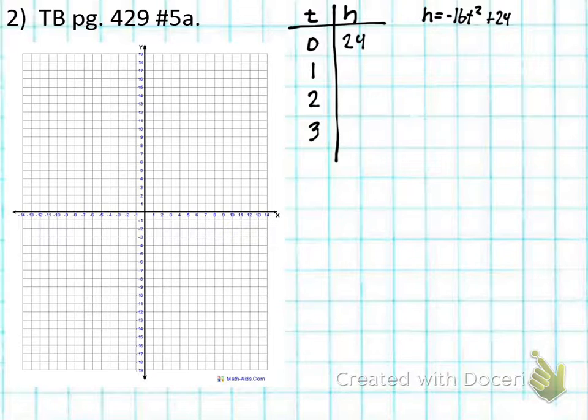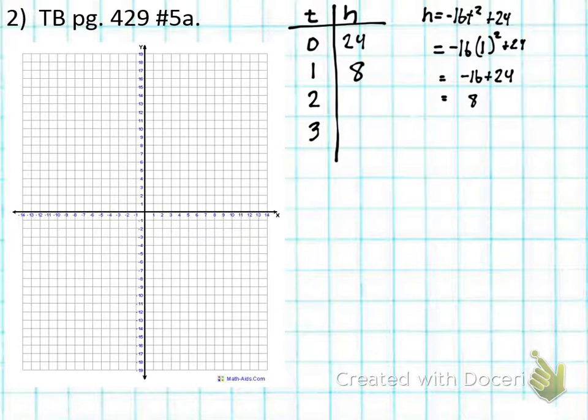Right? Let's do the next one. Let's put 1 in. Negative 16 times 1 squared plus 24. Okay, 1 squared is 1. 1 times negative 16 is negative 16 plus 24. What's negative 16 plus 24? 8. Good. So that's after 1 second. The acorn is 8 feet above the ground.